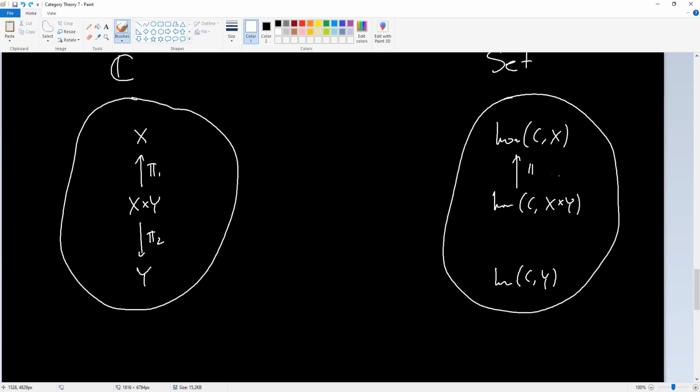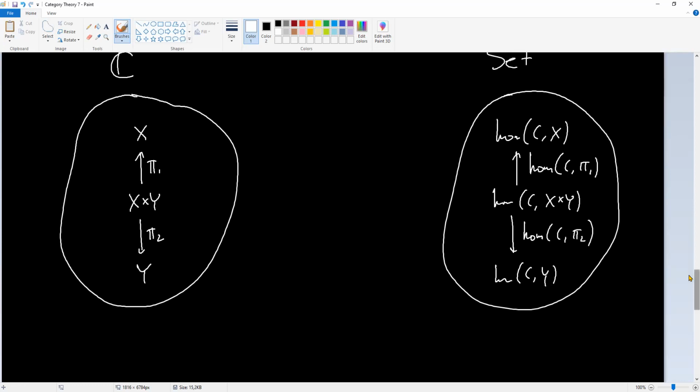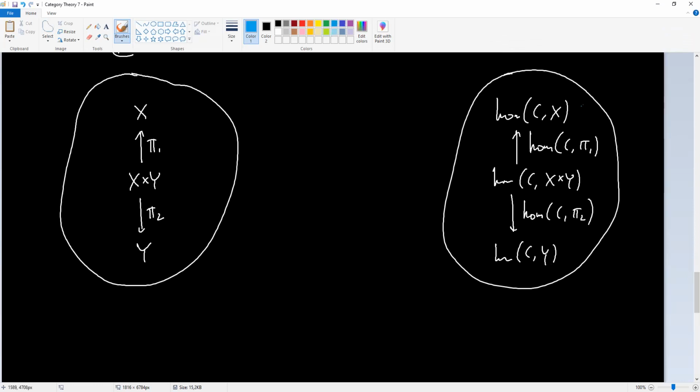And what about the functions between them? So pi1 will be transported to hom C pi1, and pi2 will be transported to hom C pi2, right? And just keep in mind that this is what we call FC of X, and that's what we call FC of pi1. This is what we call FC of X cross Y. This is FC of pi2, and this is FC of Y.